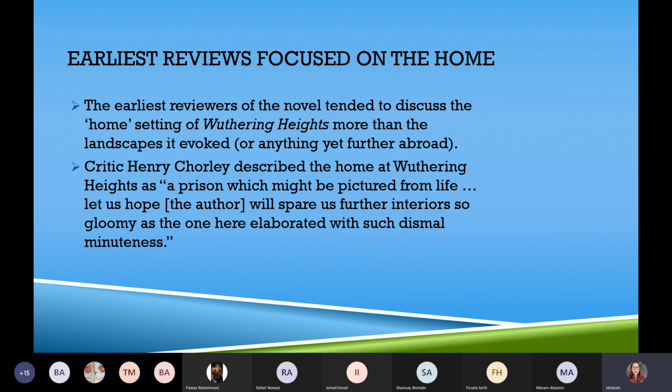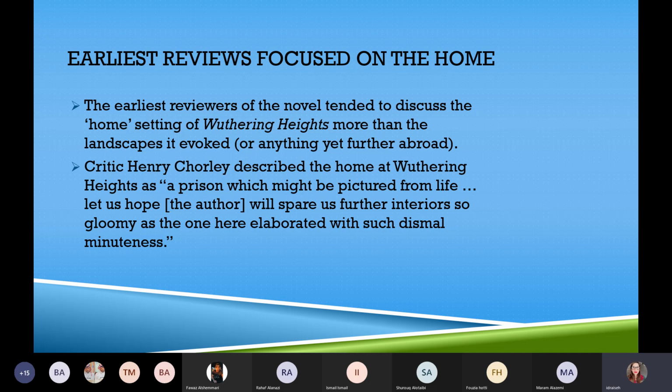Okay, like I said, you guys, just remember if you are going to watch the movie, that the movie differs significantly from the novel, because in the novel the focus is on the interior of the house, what's happening inside the house.